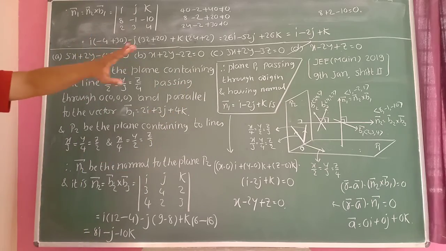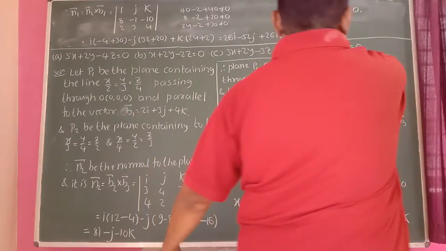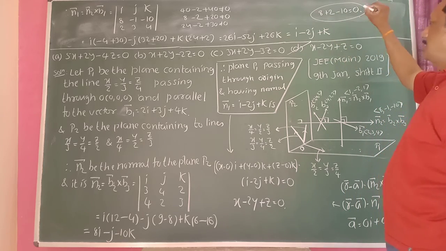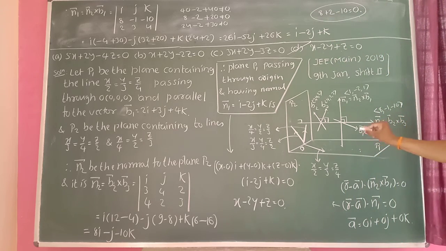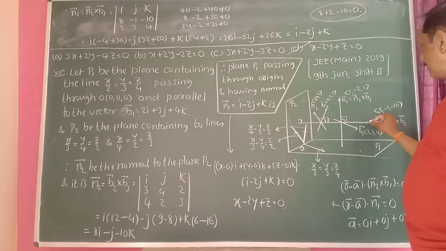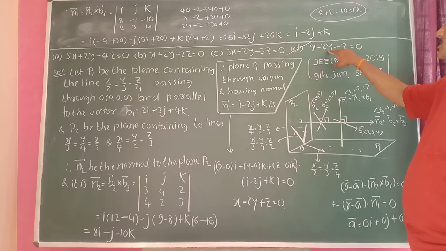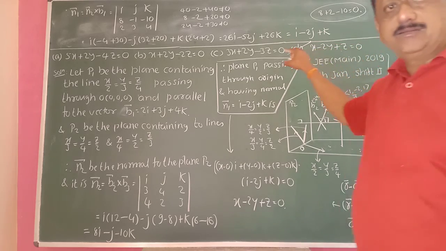So check one by one. Only in the last option is the condition satisfied: the dot product is 0. Yes, they are perpendicular. This vector and this vector are both perpendicular, which means the equation of this plane must be x minus 2y plus z equal to 0. It is a very simple procedure.